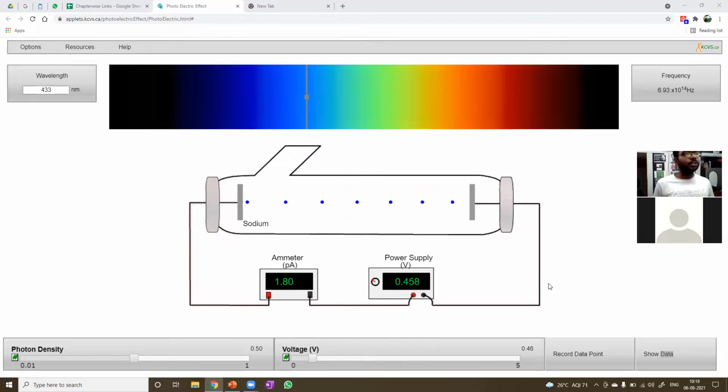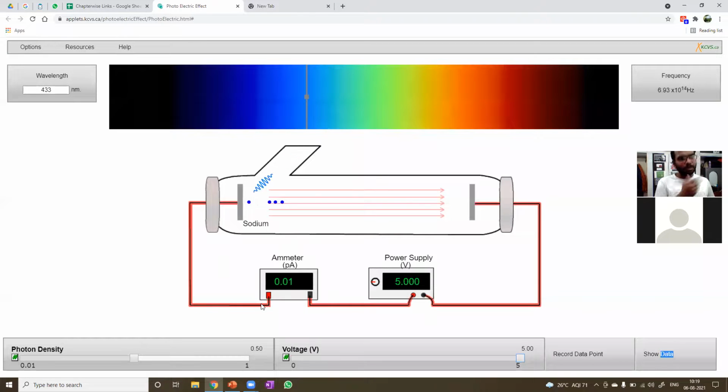Let me increase the voltage to the maximum, with a maximum electric field. These electrons cannot reach. Now let us increase the frequency also to maximum. You can see that even when the frequency in this particular experiment is maximum, electrons are not capable of reaching the other metal because the stopping potential is very high in this particular experiment.